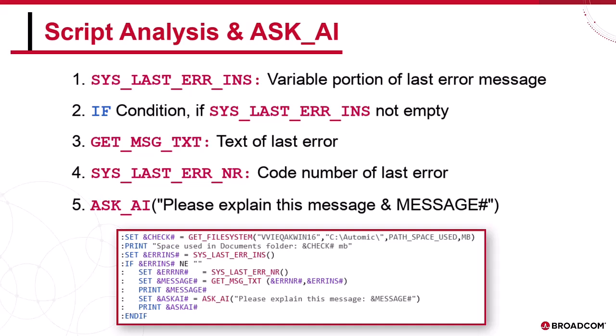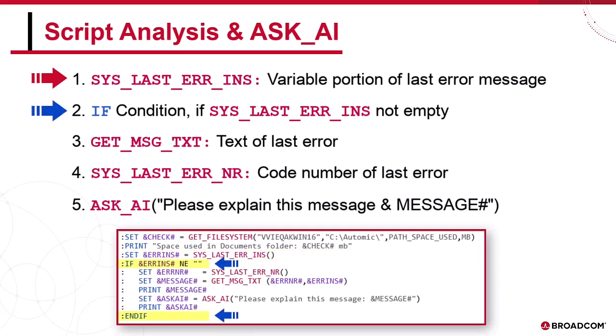This is the segment. We use the get_filesystem function to show the amount of space used in a directory called Automic on an agent. The value is output to a variable and print. Then we use the syslast_error_ins function to capture the variable elements of the last error message if there is one, which we also store in a variable. At execution, if the variable is empty, there's no error and the script continues.